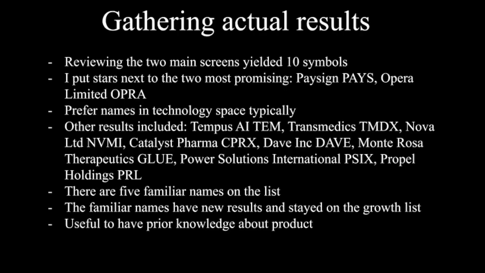For example, I used to own Transmedics, which was a high confidence position before, and I was already meaning to review Transmedics transcript, but seeing it in the screener was just an added reminder. Additionally, previously I've reviewed Tempus AI, Nova, Dave Inc., and Propel Holdings. However, I reviewed those companies' previous quarters, and the companies still show up in the screen, meaning they've recorded another quarter of solid results at least. It's very useful to have reviewed a company before and know something about its product. This way we can jump in a bit faster to reviewing the latest earnings transcript.